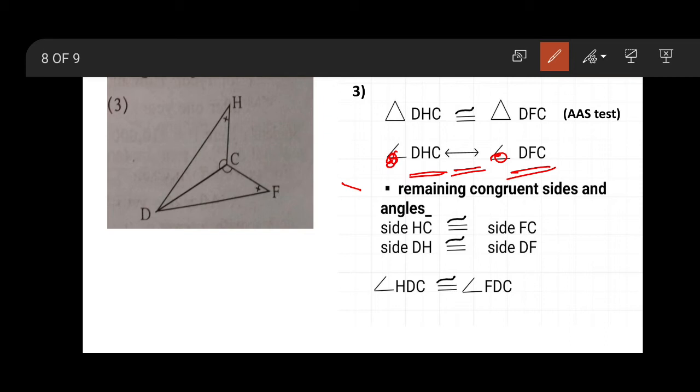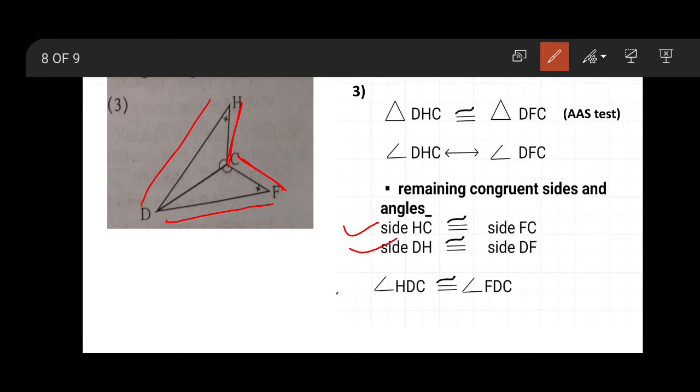Okay, so side HC was left, which is congruent to this side. HC will be congruent to side FC, this one. Then the remaining is side DH, which will be congruent with side DF.